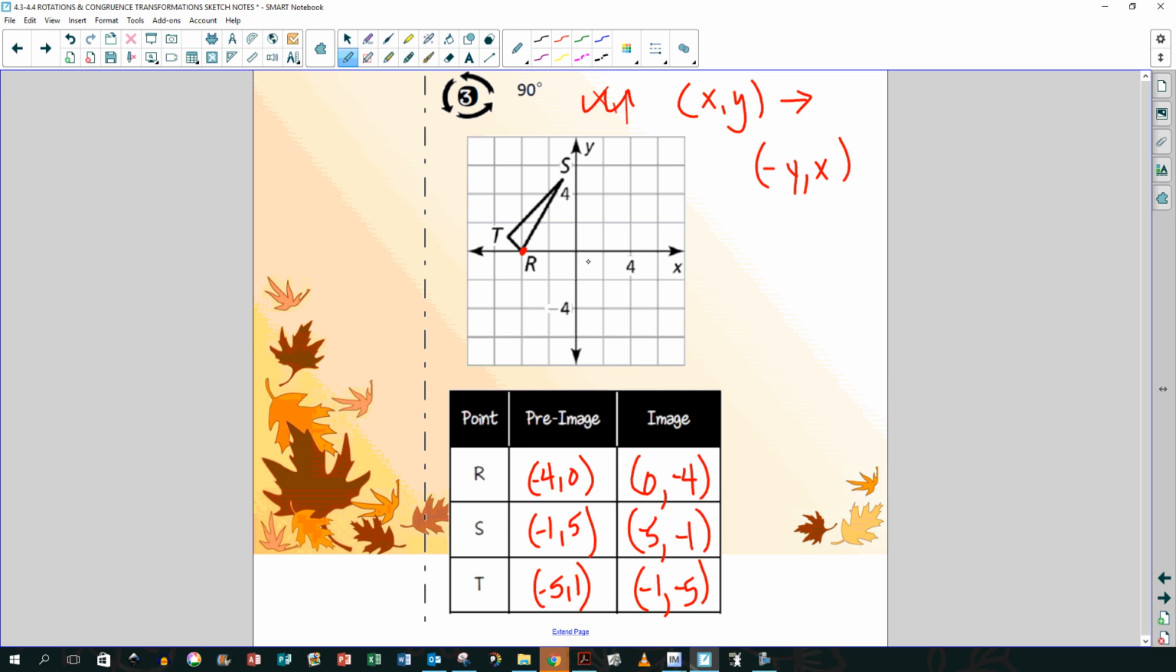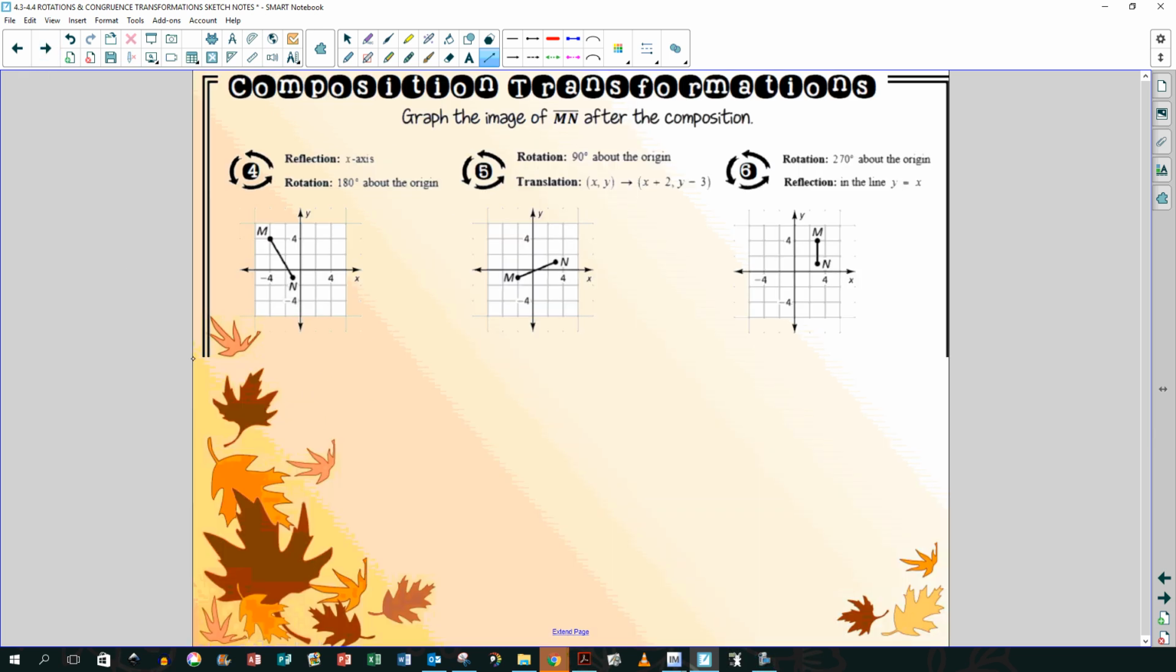So if we plot these, so we go 0, -4. So there's R prime. -5, 2, 4, 5, -1. There is S prime. And -1, -5, which is about right there, is your T prime. And then connect your dots. And there is the rotation of that triangle, 90 degrees. And I will also show you in class a way that we can do this when you're rotating your paper, so you can visually see it.